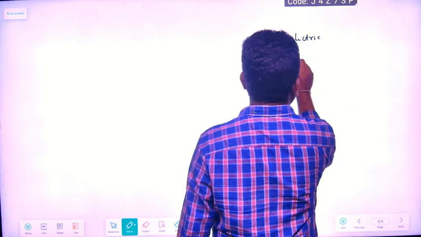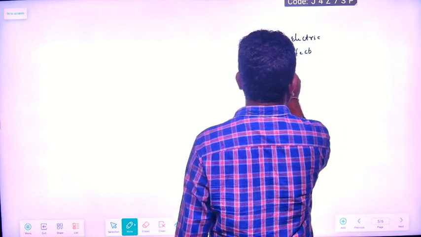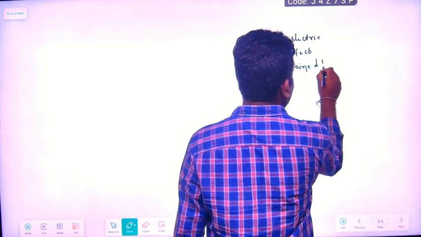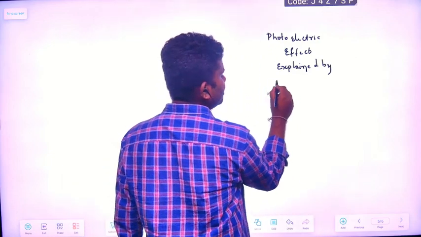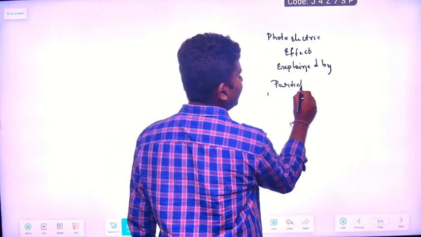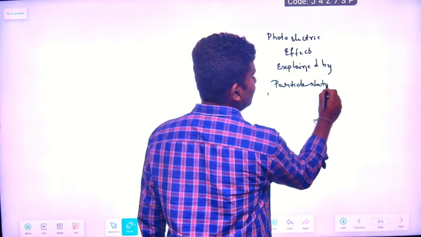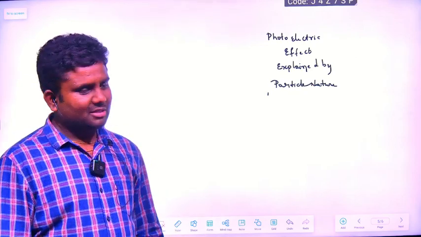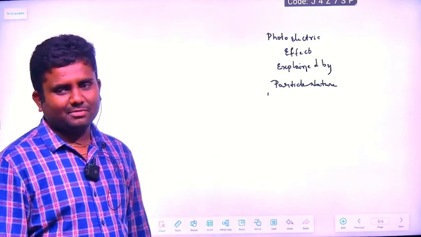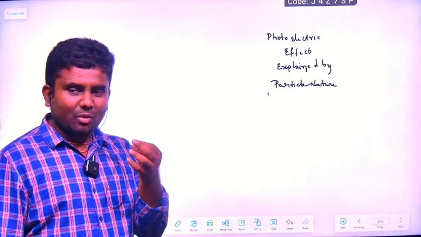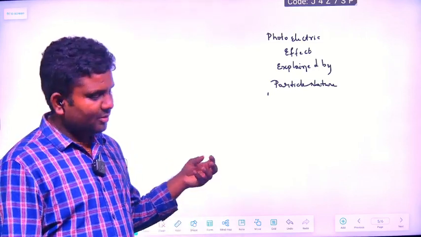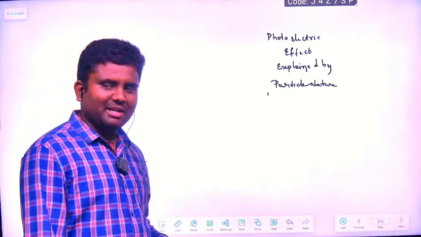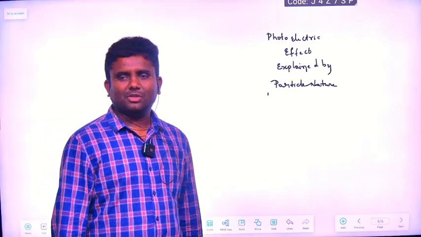The photoelectric effect is explained by the particle nature of light. Which nature? Particle nature. Please take it. We will also call it quantum theory, because light particles are like light quanta. They have energy and momentum. When they hit, they transfer the energy to the electrons in the metal, and the electrons will come out.